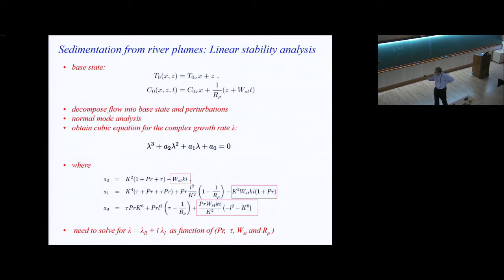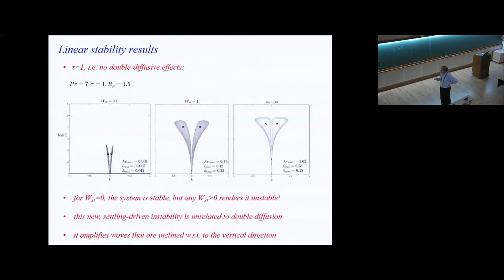So we can then determine this complex growth rate as a function of these dimensionless parameters, and that provides us some insight into what's happening. Let's first look at the situation where tau, remember tau is our diffusivity ratio, where tau is 1. So here we assume that temperature and sediment diffuse at the same rate, so there's no potential for double diffusive instability, right? So in the situation where we would have no settling velocity, this would be a stable situation. But what we see, as soon as we increase the settling velocity slightly, we do generate an instability.